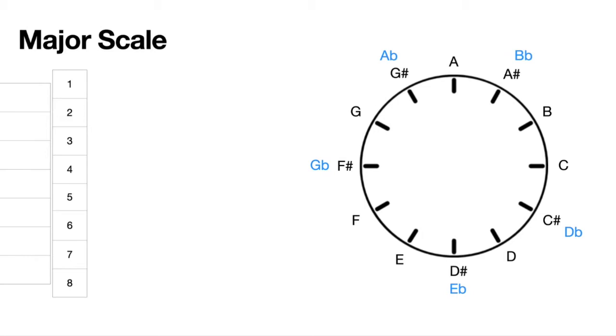The gap between the first 2 notes is called a tone. And the gap between notes 2 and 3 is also a tone. The gap between notes 3 and 4 is a semitone. It's only half the distance. And then between 4 and 5 is a tone. Between 5 and 6 is a tone. Between 6 and 7 is a tone. And finally, between 7 and 8 is another semitone. So it might be worth trying to remember there's 2 tones and then there's 3 tones. It goes tone, tone, semitone, tone, tone, tone, semitone.